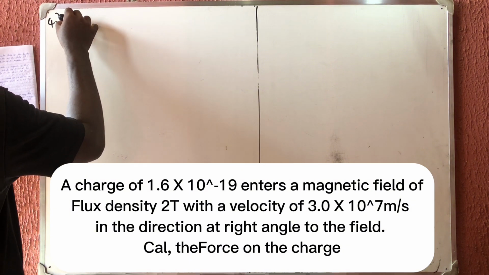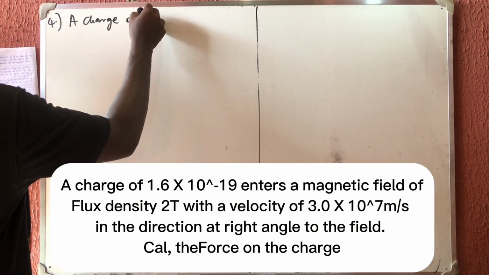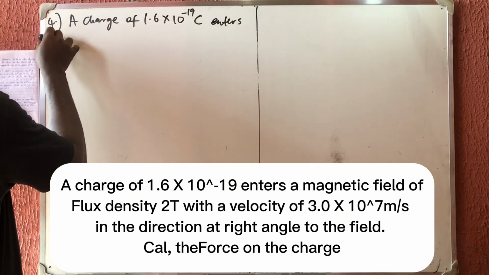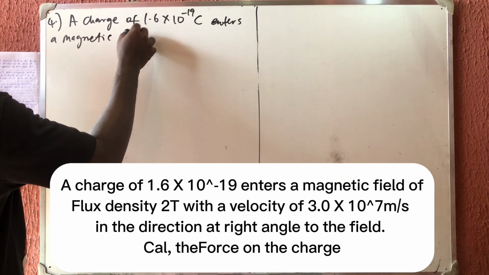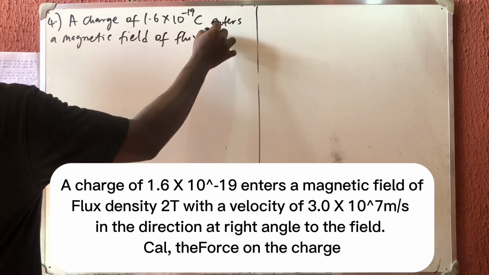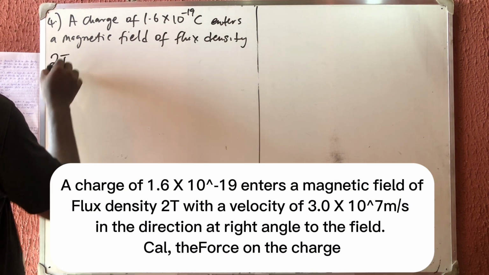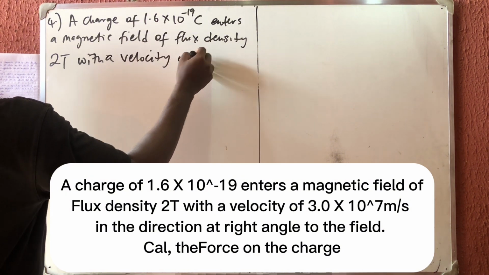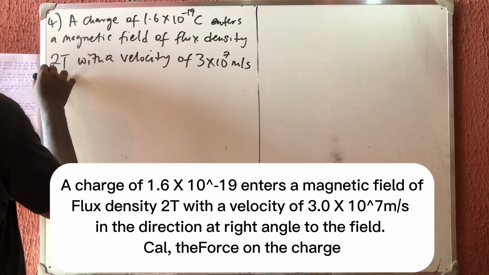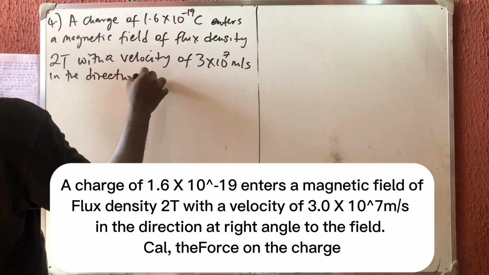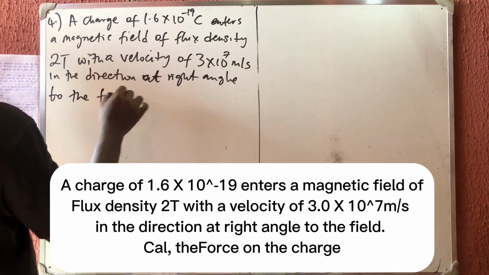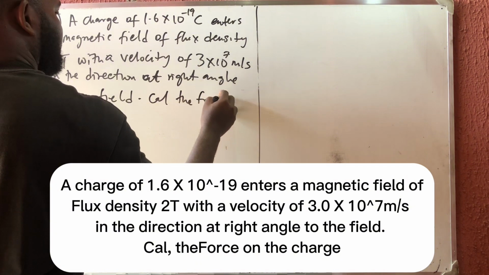Question number 4 said a charge of 1.6 times 10 raised to power minus 19 coulomb, this is a proton, enters a magnetic field of flux density 2 Tesla with a velocity of 3 times 10 raised to power 7 meter per second in a direction at right angle to the field. Then calculate the force on the charge.